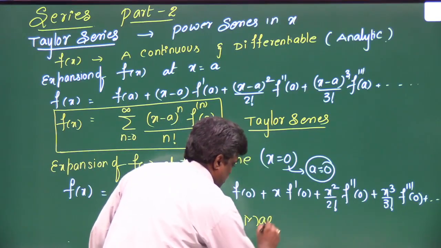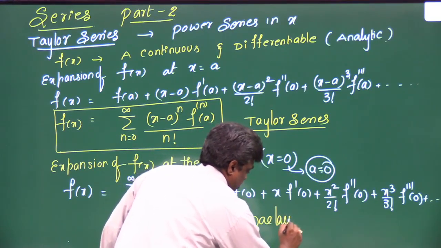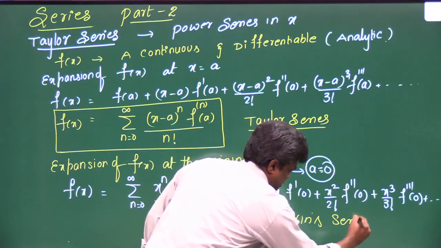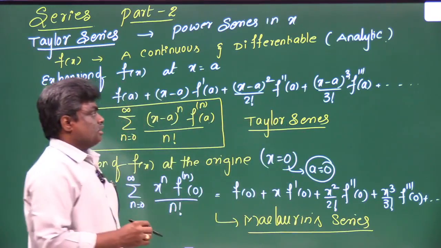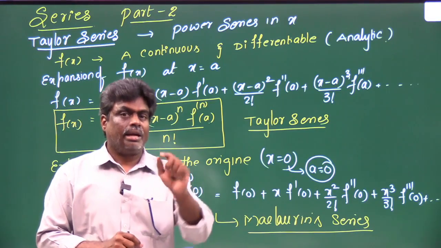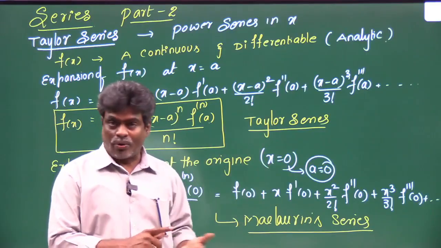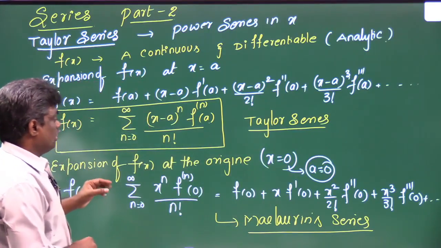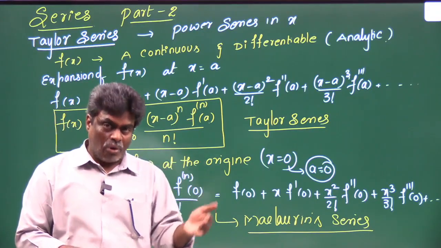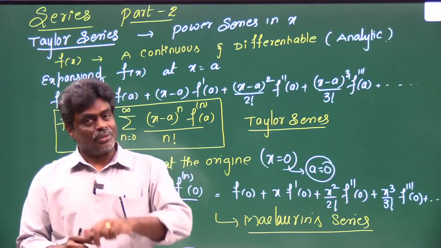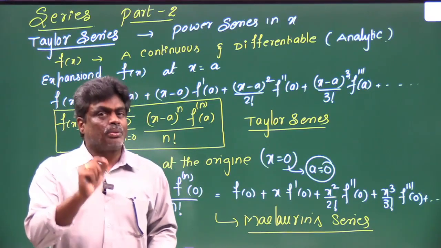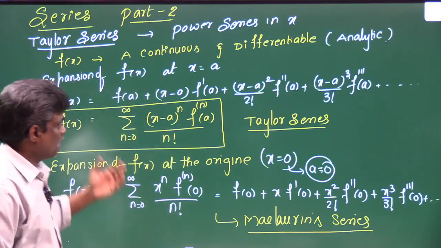Maclaurin's series. So Taylor series and Maclaurin series, what is the difference? Taylor series is at x equal to a, that means other than the origin. Maclaurin series is the expansion of f of x, that is a power series of f of x, at the origin, at x equal to 0. That means just take the Taylor expansion and substitute a equal to 0 there.